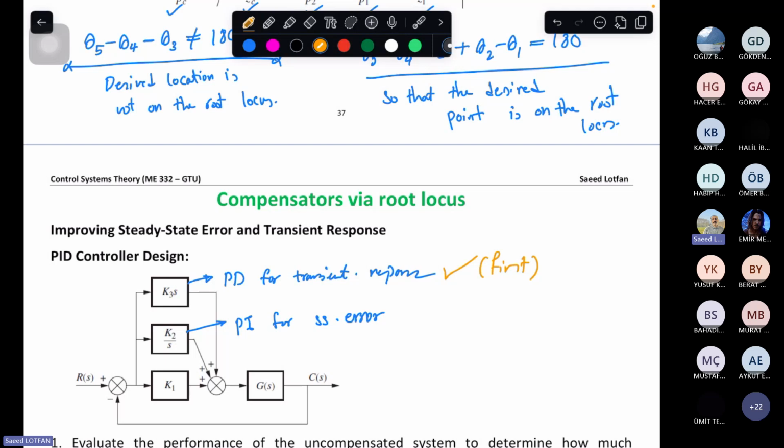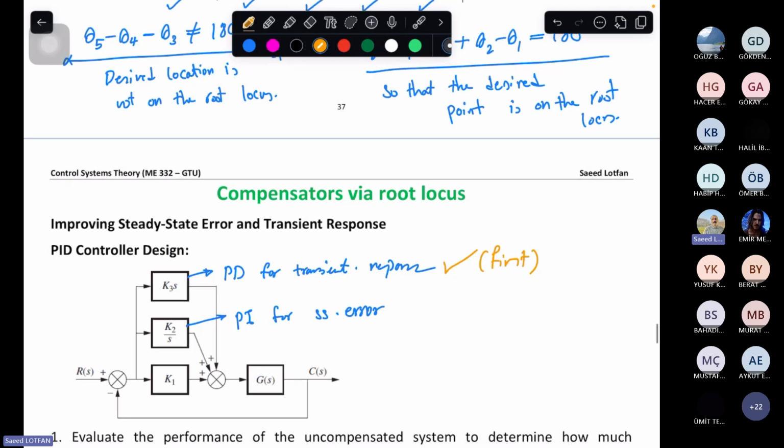Because if I do the PI first, then fix the transient, fix the steady state error, then I do the PD, in that case, the transient response will be deteriorated, and the steady state error may increase from the 0 again. So first we do the PD, then we do the PI.